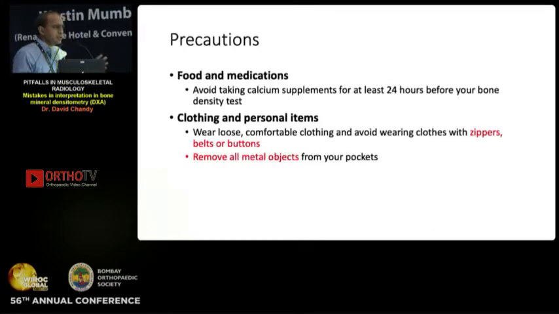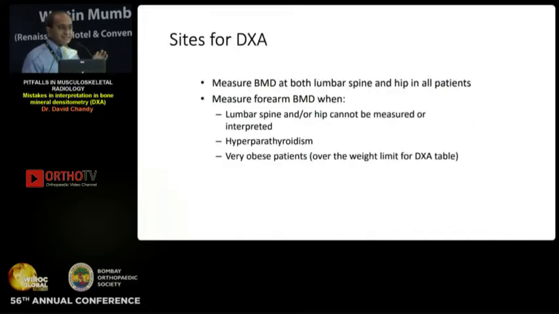So what are the precautions? What is important when you're doing a bone densitometry? You need to avoid calcium supplements for the last 24 hours. Otherwise, when there's a calcium pill in the intestine, that can falsely increase the bone density. And like for any radiological investigation, if there are metal components, that would increase the bone density at that point.